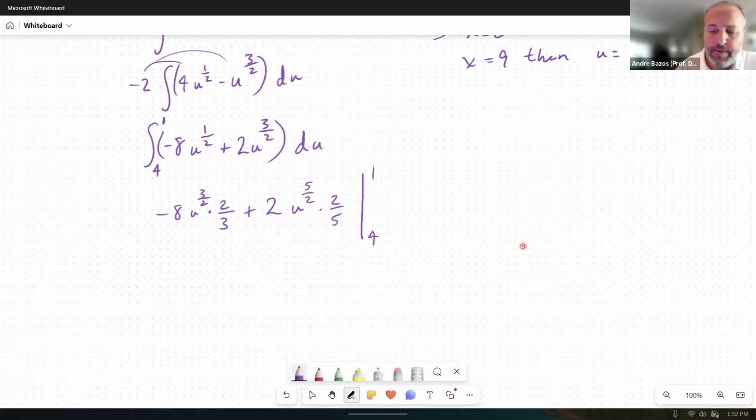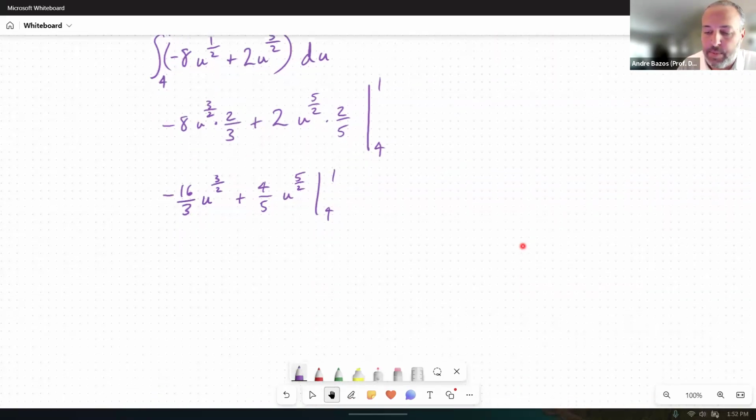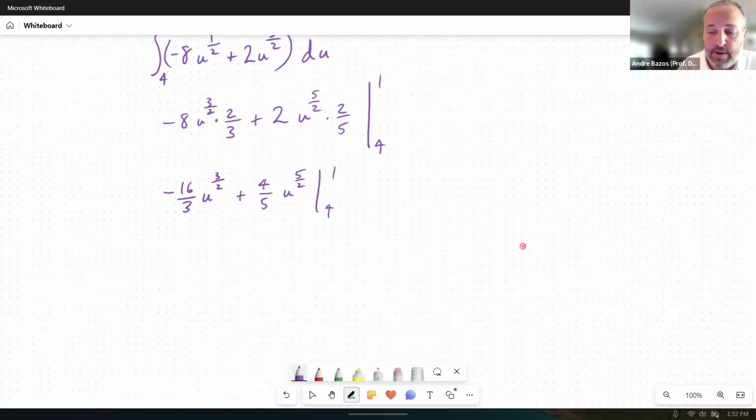All right, so is there any more simplifying I can do? Probably I can do negative 16/3 u to the 3/2 plus 4/5 u to the 5/2, and we're going to evaluate this again. All right, so let's go for it now. So let's plug these things in. First things first, I plug in 1, the top one. So I get negative 16/3 plus 4/5. When I plug in 1, that u is the 1, and u to the 3/2 is 1, and u to the 5/2 is 1.